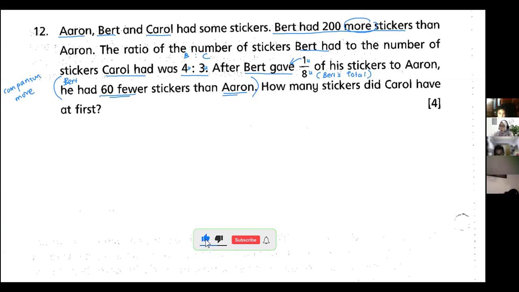Okay, now as I mentioned, you must always try to work with units. If you want to apply the BCA method, in this case, before, change, after. What kind of concept is this? This is comparison more, or if you look properly, this is total unchanged. Why? Because the change is between the three of them only. Because Bert gave to Aaron, Aaron received from Bert. So this is actually a total unchanged question.